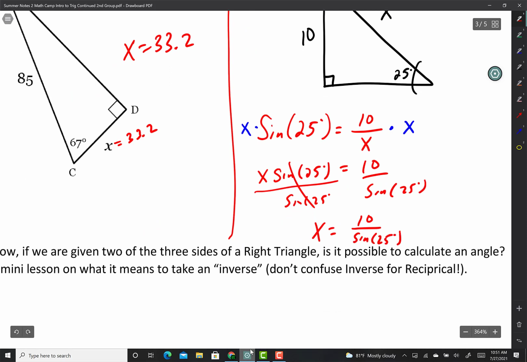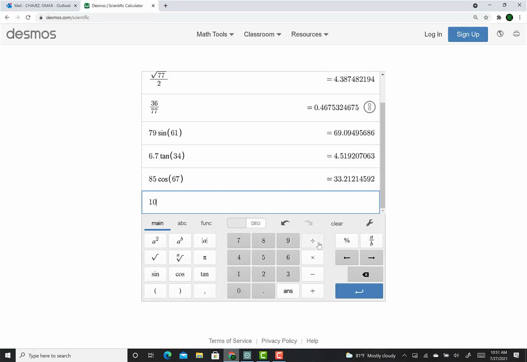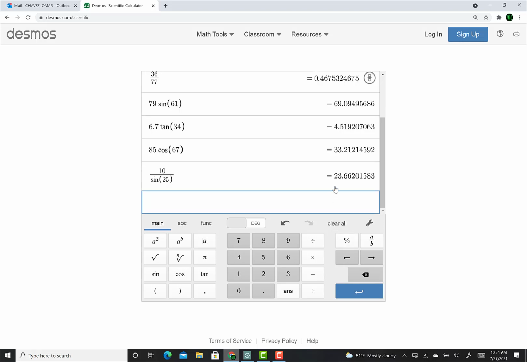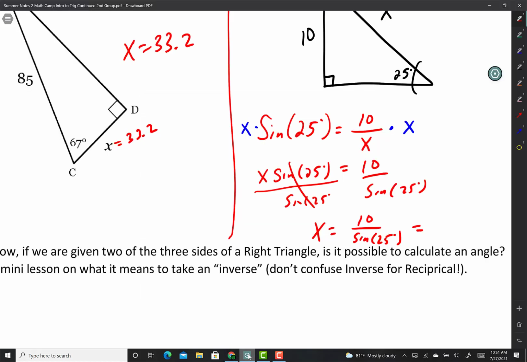So you could have just, if you wanted to go fast, I take my calculator and I go 10 divided by sine 25. Enter. And I got 23.66, so let's go 23.7. And there it is.